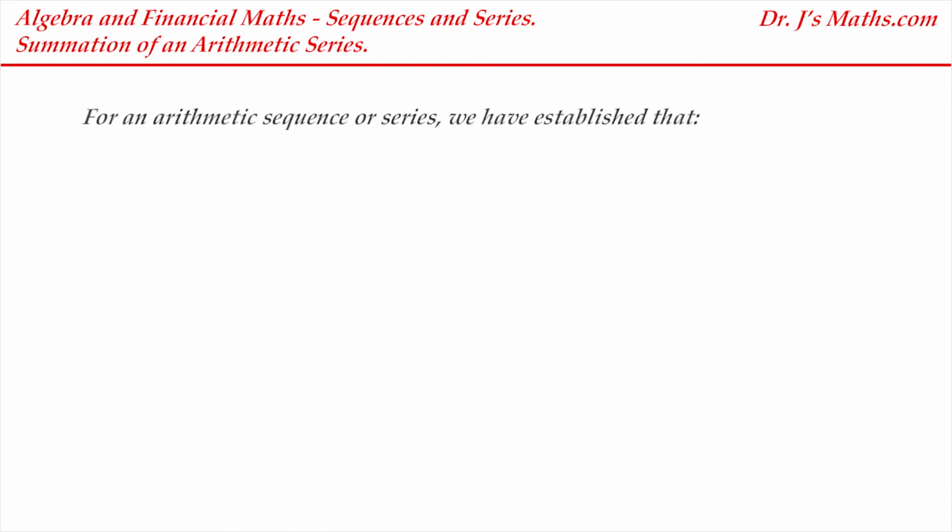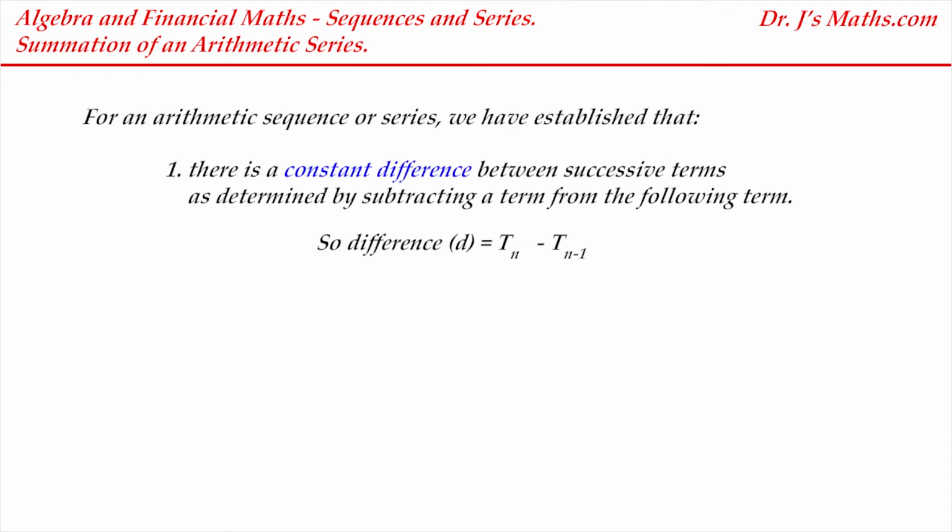In the first video we looked at the general term for an arithmetic sequence or series and we established two things. First, that there is a constant difference between successive terms, and we can identify that constant difference by taking any term and subtracting away the one before it.